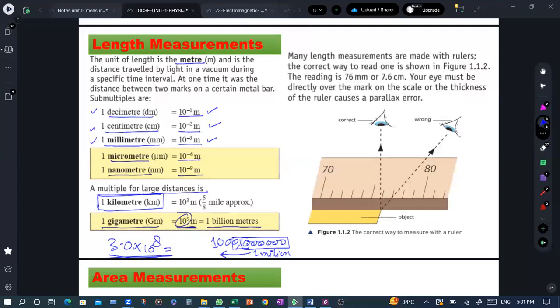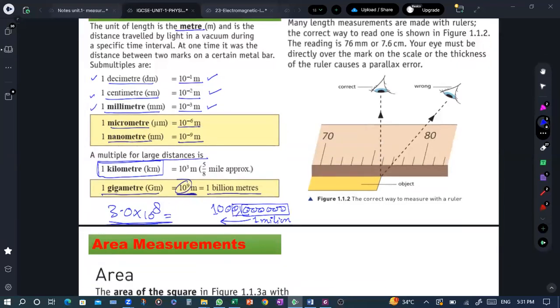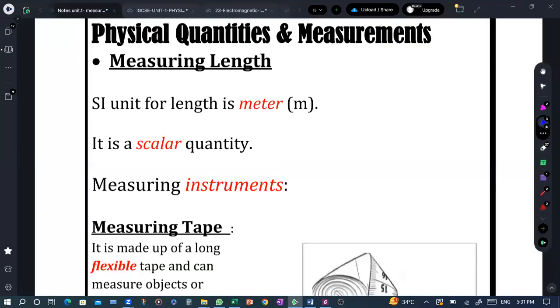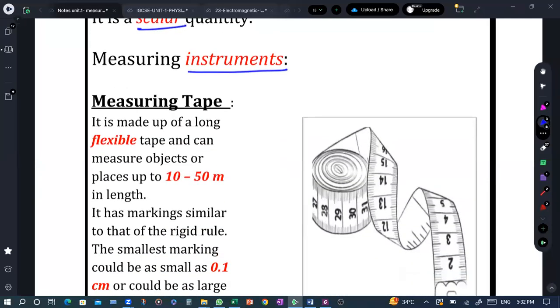We have different instruments to measure the length, right? Here I have mentioned those instruments in my notes. The length SI unit is meter. It is a scalar quantity. Here we have different instruments. First of all, we have the measuring tape, to measure the length of an object.